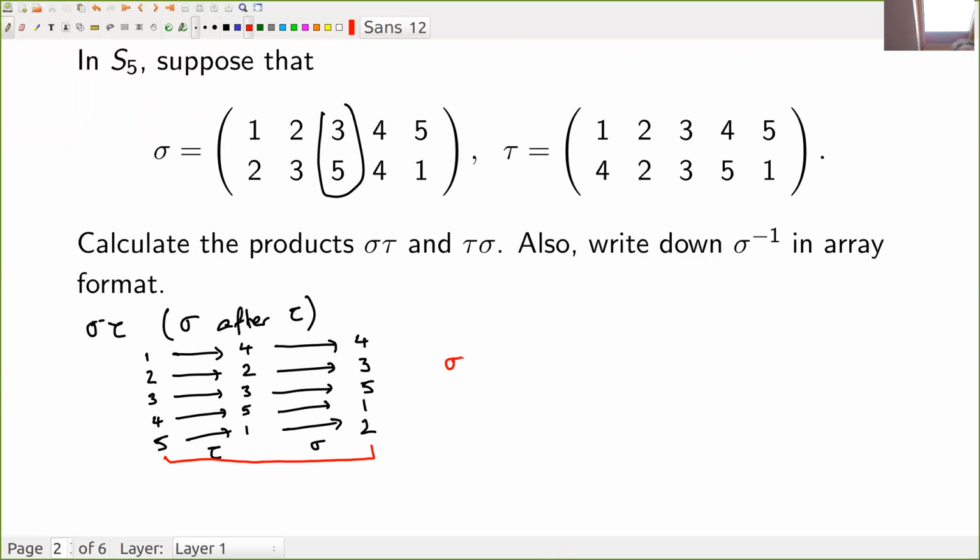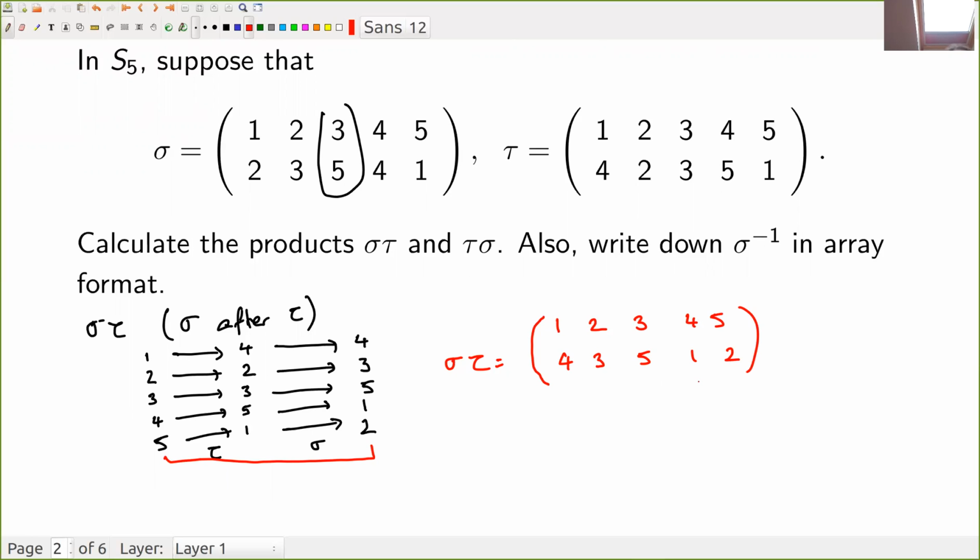So we can say that sigma tau is the permutation, if we return our completed calculation in the format in which the problem was stated. Sigma tau takes 1, 2, 3, 4, 5 to 4, 3, 5, 1, 2 in that order. And as we expected, if you compose two permutations, you still get a permutation. So again, all 5 of the potential images appear there in the second row.